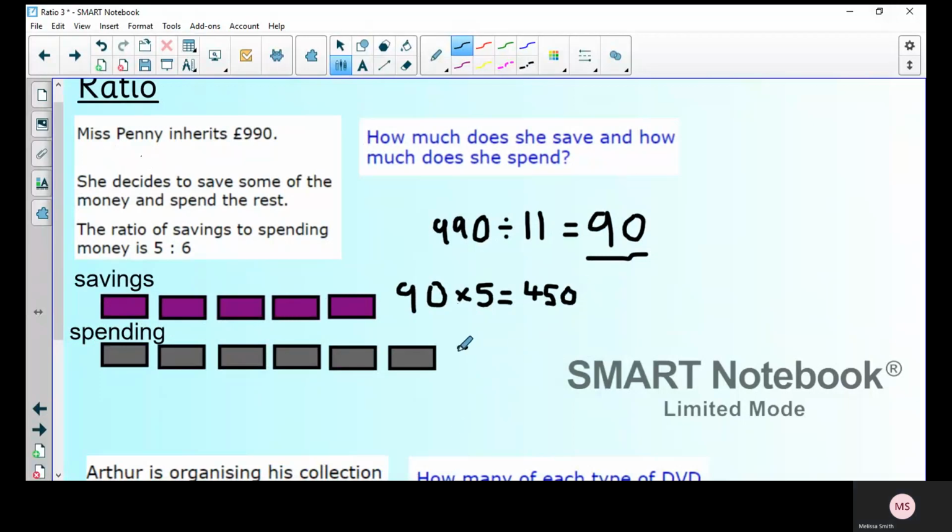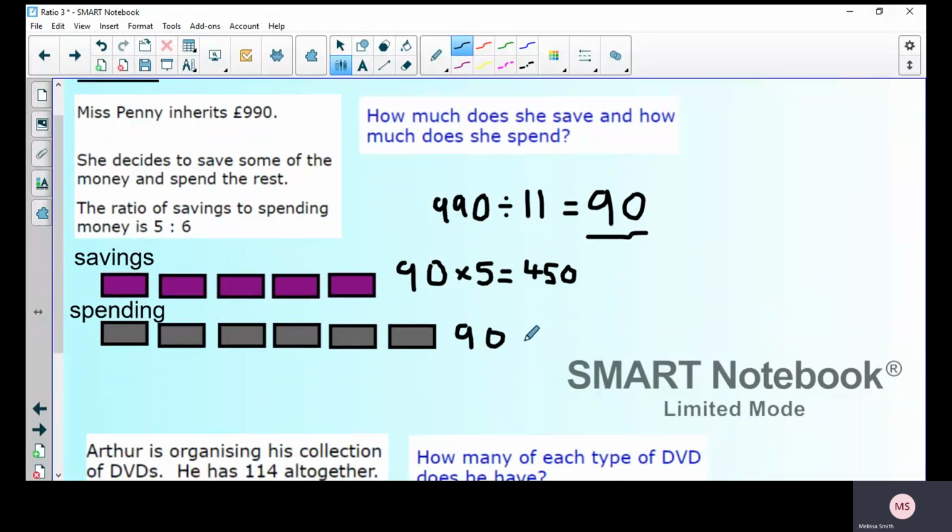And then here, 90 times how many parts is there? Well, there's 6 parts in total. Again, 9 times 6 this time. What's 9 times 6? Well, that's 54. But actually it's 90 times 6, it's 10 times bigger, so it's going to be 540.